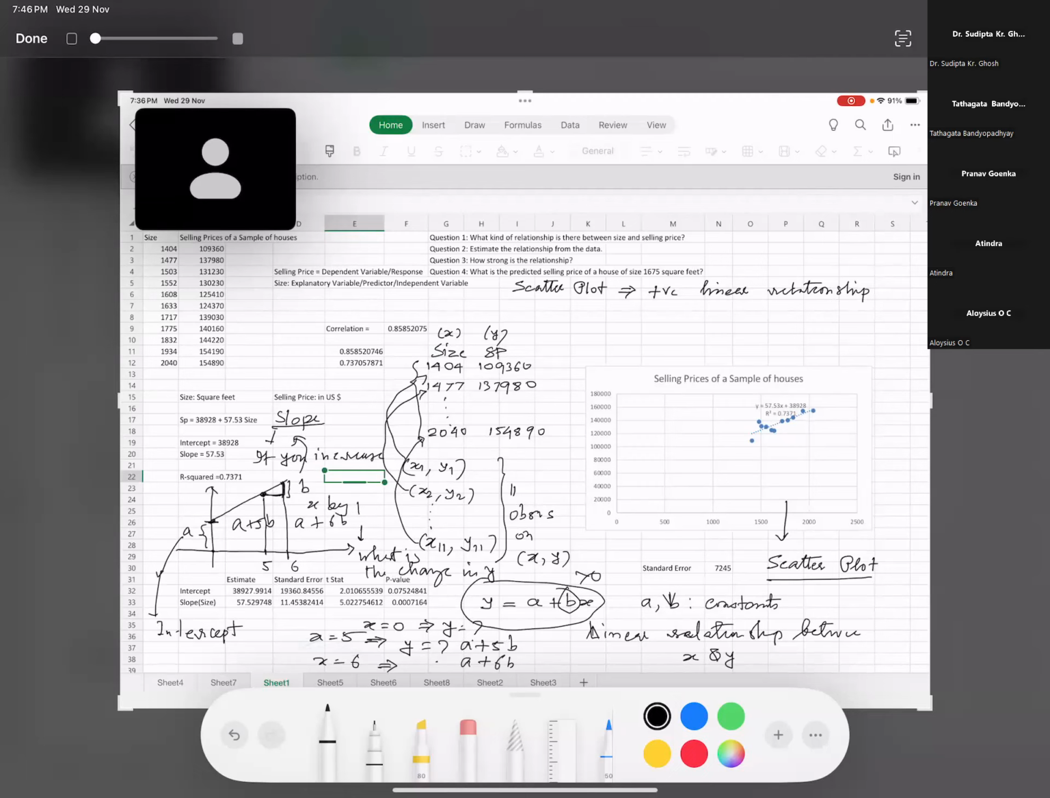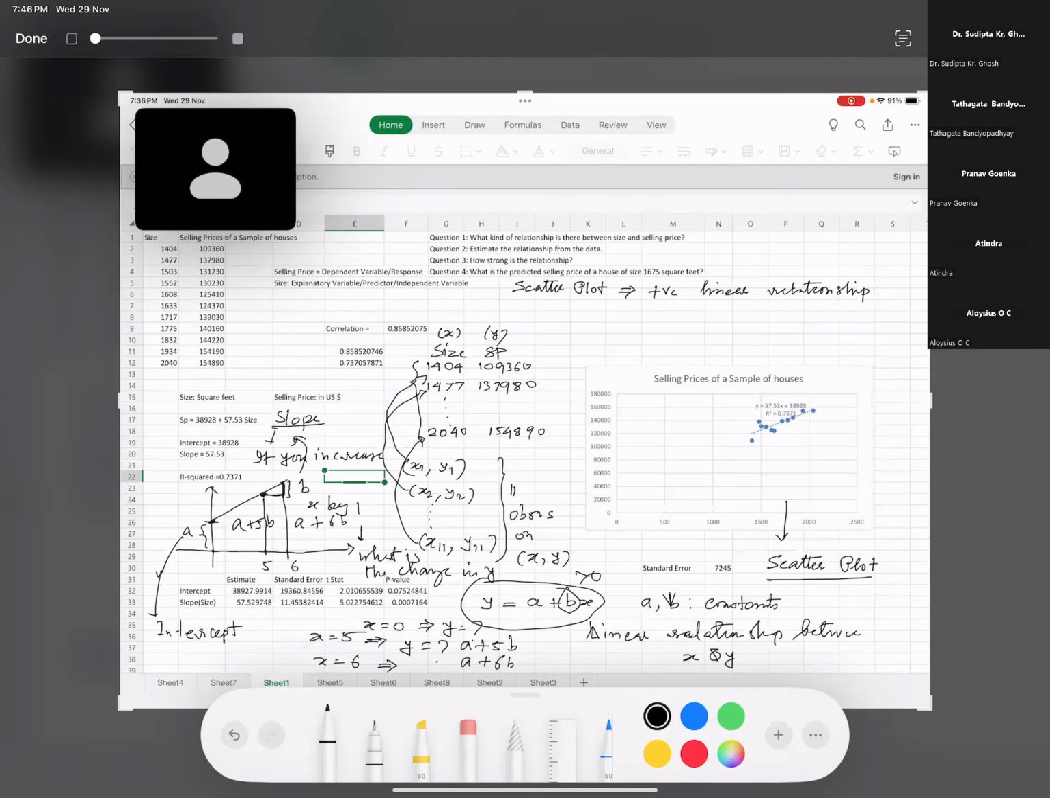If you increase x by 1, that means you increased x from 5 to 6, then what is the change in y? B. Take any value. For example, if you want to change x from 4 to 5, again, what is the change? It is B. If you make it 10 to 11, what is the change? It is B, and that is called slope.